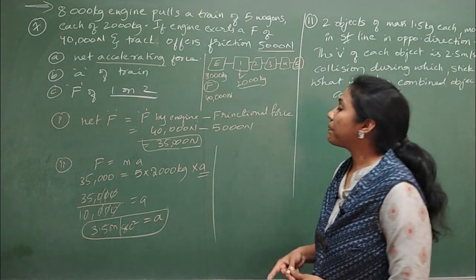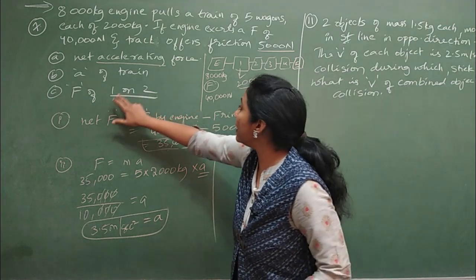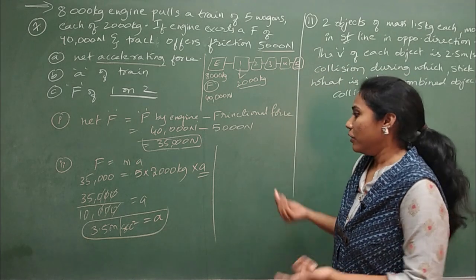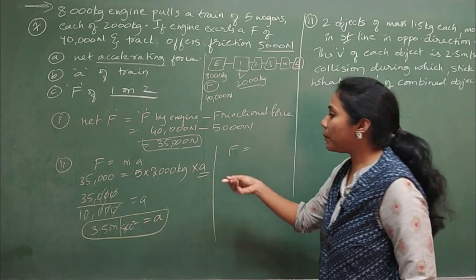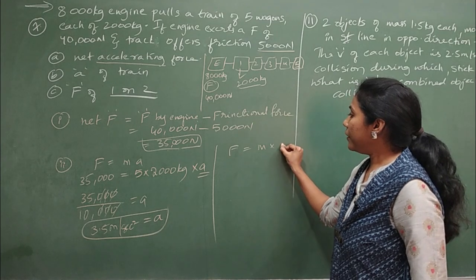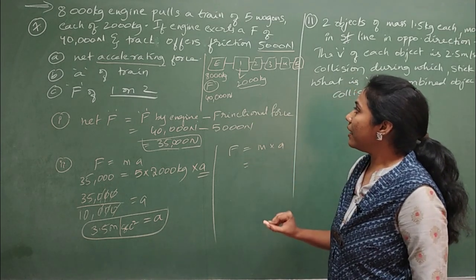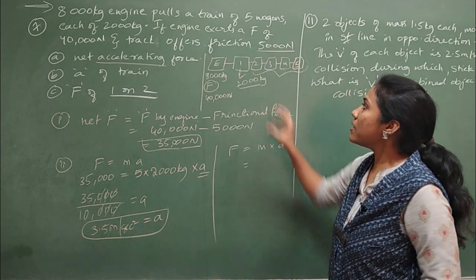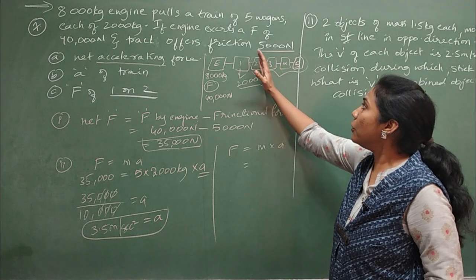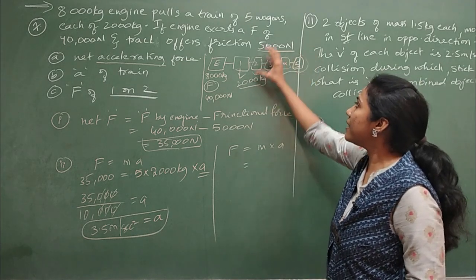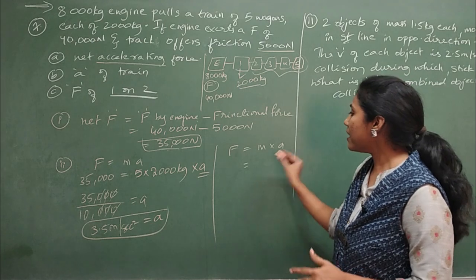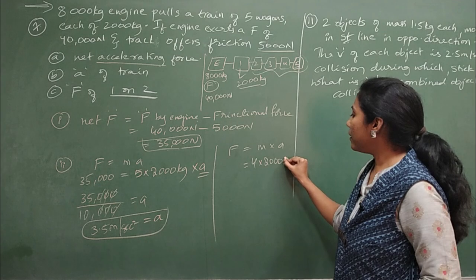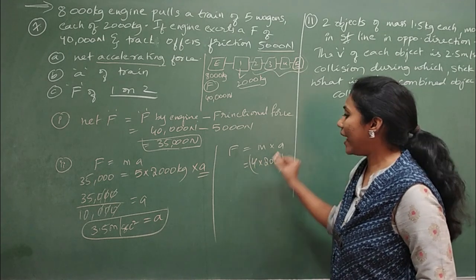Coming to third question. What is the force exerted by first bogie on the second bogie? Okay, here also force they are asking. So what is the formula you will use? F is equal to m into a. So what is the mass here? Mass is nothing but mass of these 4 bogies, because the bogie number 1 is connected to the rest of the 4 bogies. So you need to consider the mass of all the 4 bogies. So it is actually 4 into 2000, right, into acceleration.